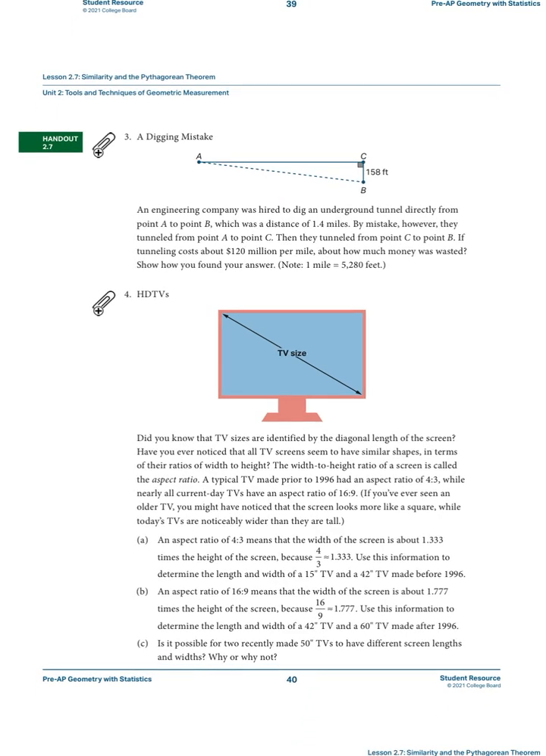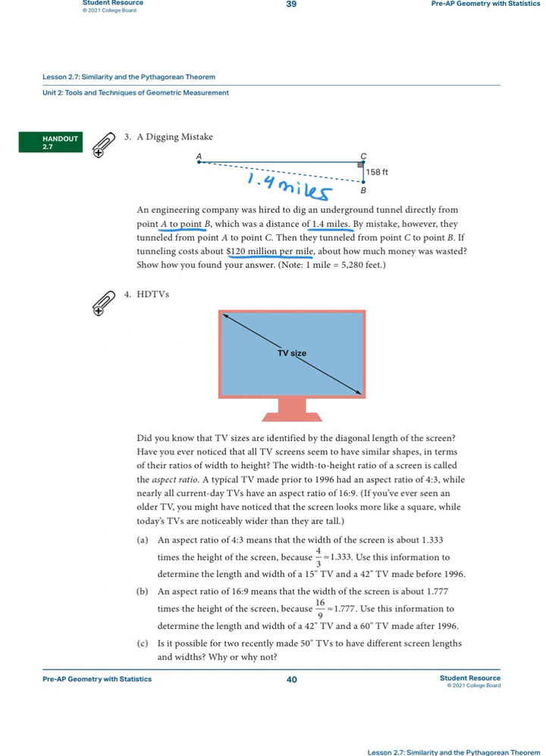Number 3: an engineering company was hired to dig an underground tunnel directly from point A to point B, which was a distance of 1.4 miles. So this right here is 1.4 miles. By mistake, however, they tunneled from point A to point C. Then they tunneled from point C to point B. If tunneling costs 120 million per mile, about how much money was wasted? Show how you found your answer. Note, 1 mile is 5,280 feet.